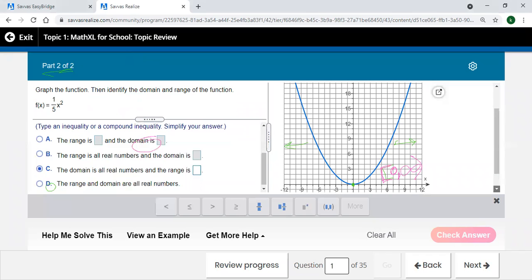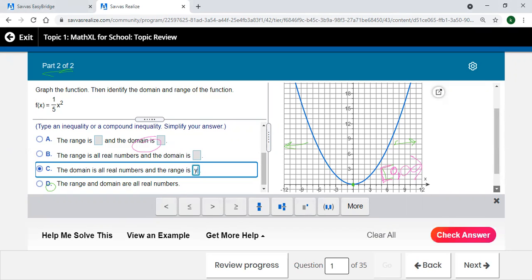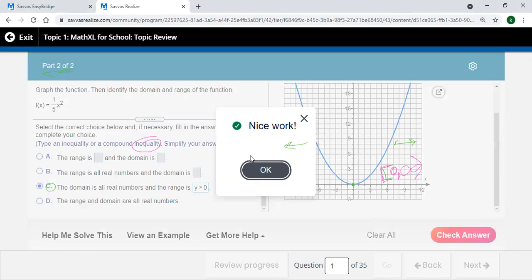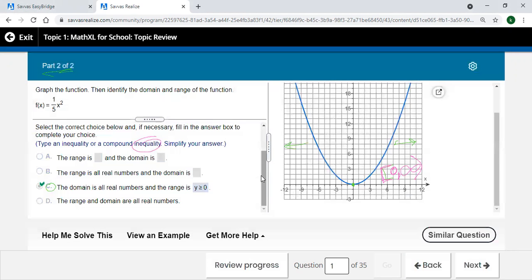So we'll select that. And then we've got to type in here, y, that's the range. I'm using the shift and period for the greater than. Sometimes in this program, it's better to use their symbols. I've had it get counted wrong when I used the keyboard symbols. And 0. Let's check that. I think that's it. I think that's everything for the problem.